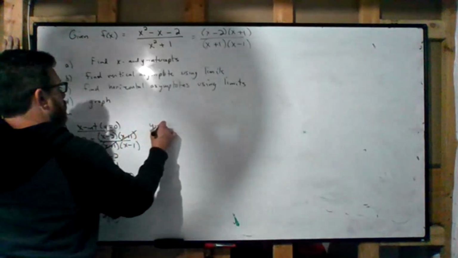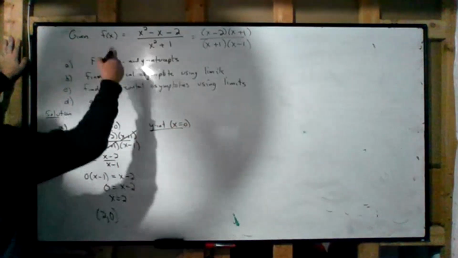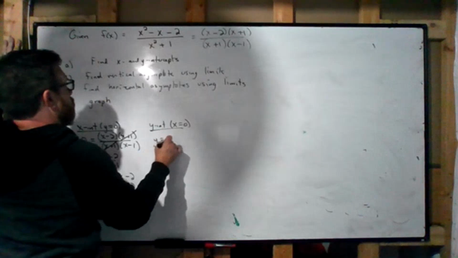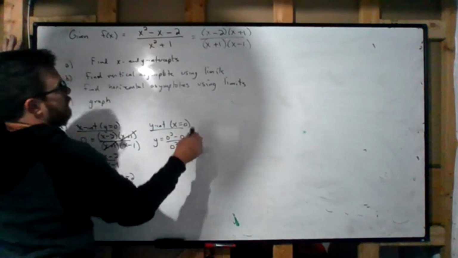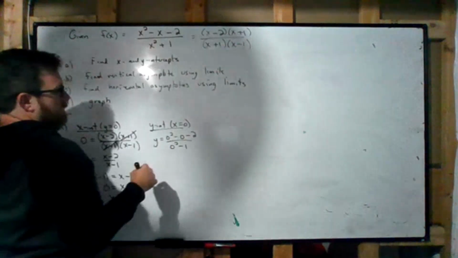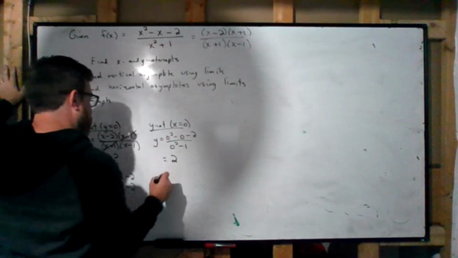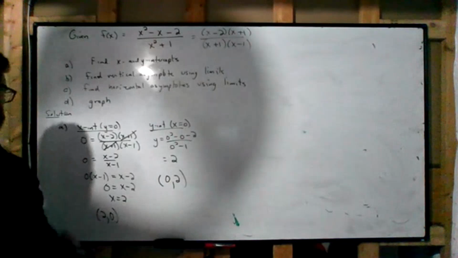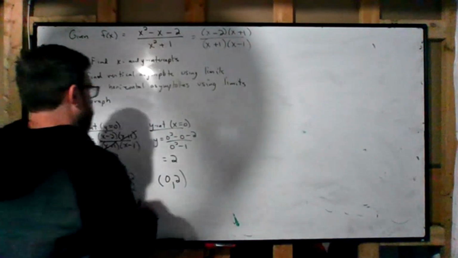A y-intercept happens when x is equal to 0. Much easier, by the way. You're just plugging in x equal to 0 into this expression. You can use this one or this one. So y is going to be equal to 0 squared minus 0 minus 2 all over 0 squared minus 1, which is negative 2 over negative 1, and that gives you 2. So I have another point here: x is 0, y is 2. So I have 2 solution points. That's what the intercepts are.